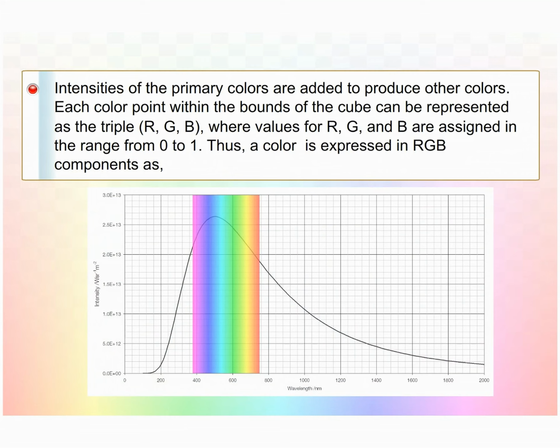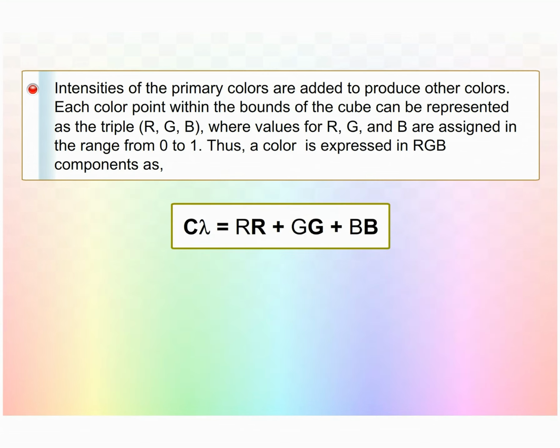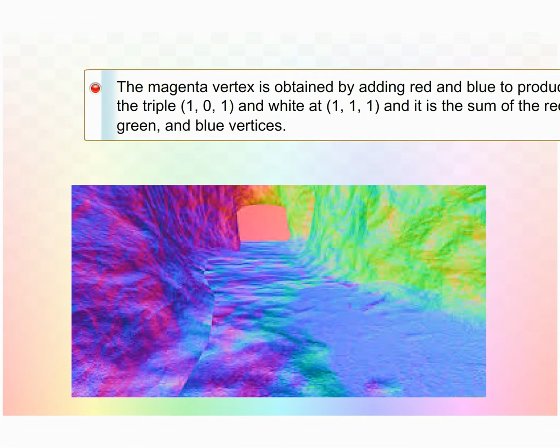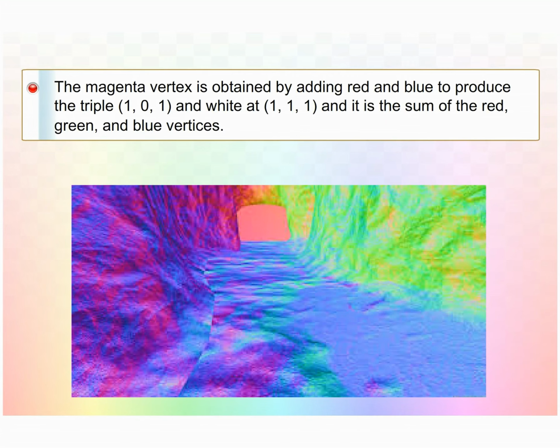Each color point within the bounds of the cube can be represented as a triple RGB, where values for R, G, and B are assigned in the range from 0 to 1. Thus, the color C lambda is represented in RGB components as C lambda is equal to RR plus GG plus BB. The magenta vertex is obtained by adding red and blue to produce a triple 1, 0, 1, and white at 1, 1, 1 is the sum of the red, green, and blue vertices.